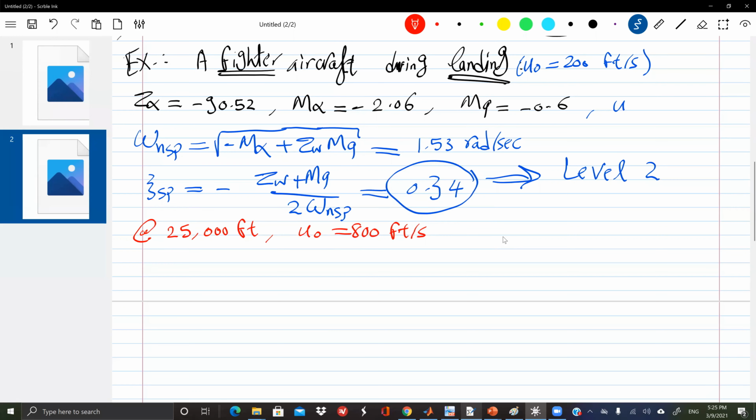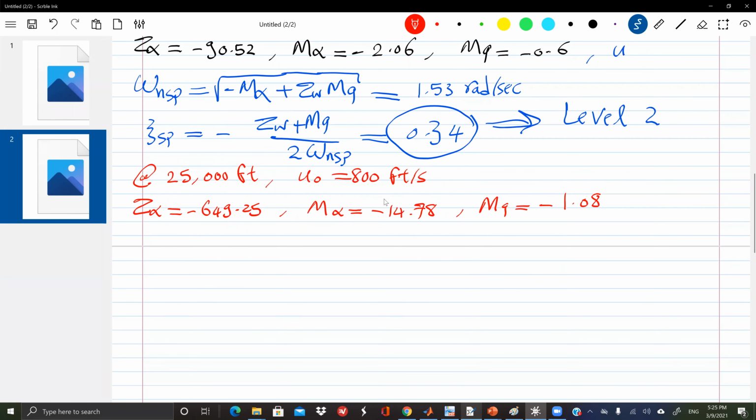At this new flight condition, we have new data. So now the Z alpha becomes 649.25 feet per second squared. M alpha is negative 14.78 per second squared, and MQ is negative 1.08. Did I do this? Yeah, that's right. All right. So I have new data, fine.